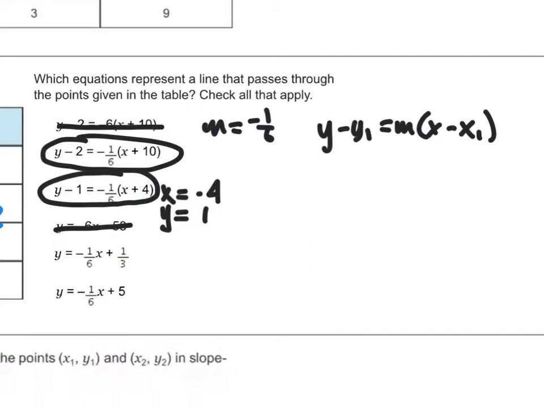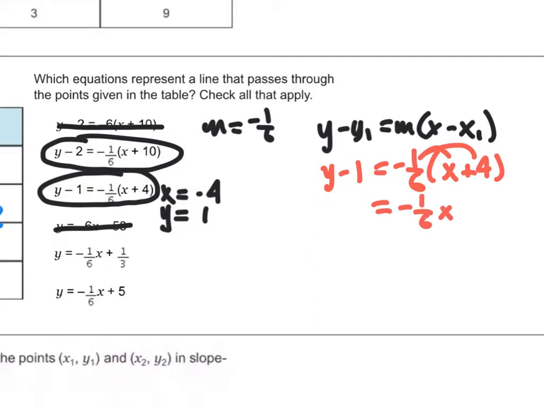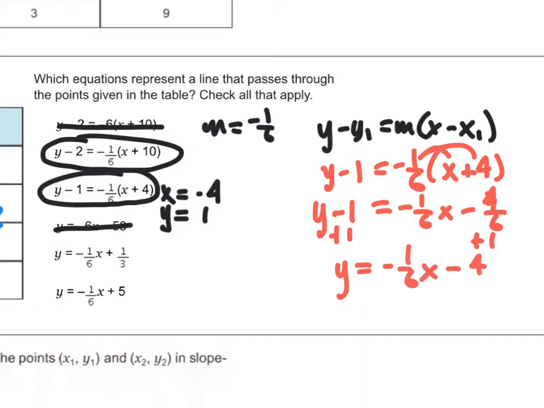I'm going to use this equation here because my numbers are a little bit smaller and easier to work with. So I've got y minus 1 is equal to negative 1/6 times x plus 4. So if I distribute that negative 1/6, I get negative 1/6 x and then minus negative 4/6, okay? And that's still y minus 1. Now if I add 1 to both sides, that's going to give me y is equal to negative 1/6 x, and then minus 4/6 plus 6/6. If I add 1, and I want a common denominator of 6, it's just 6 over 6.